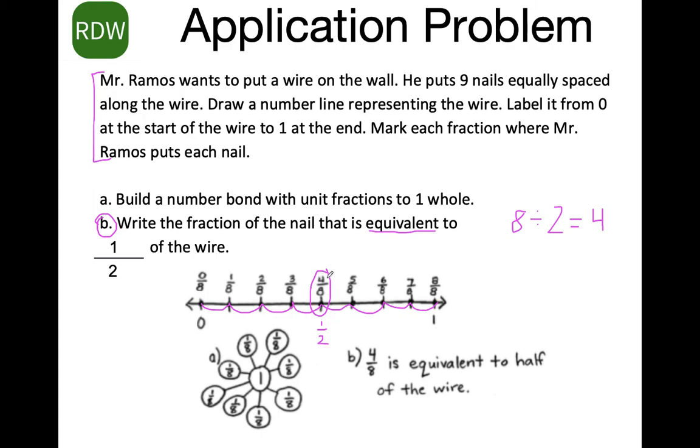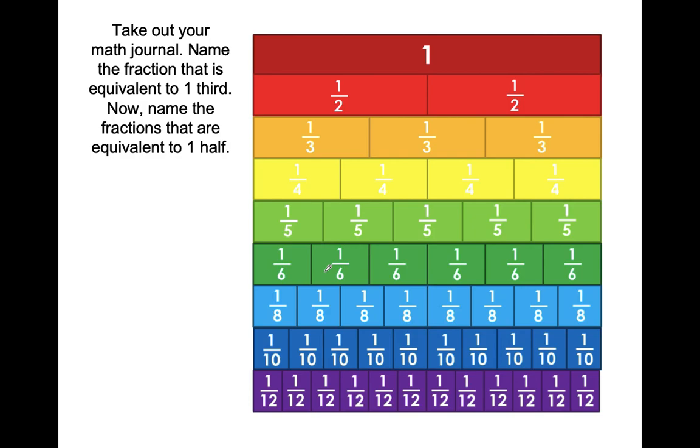Now this will make more sense as we continue to use different methods of looking at our fractions and number lines. Okay, now on your journal, I want you to make sure you have a new blank page. I showed you this in our previous lesson. These are all of our fraction bars, going all the way from 1 down to 1/12 or twelfths. I want you to think about what is a fraction, or name the fraction, that is equivalent to 1/3.